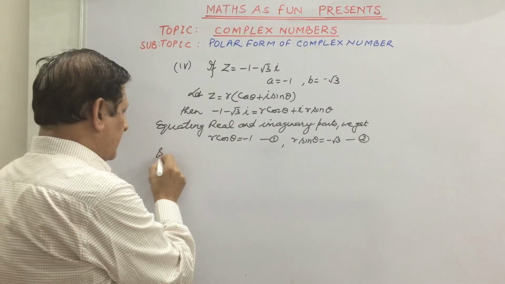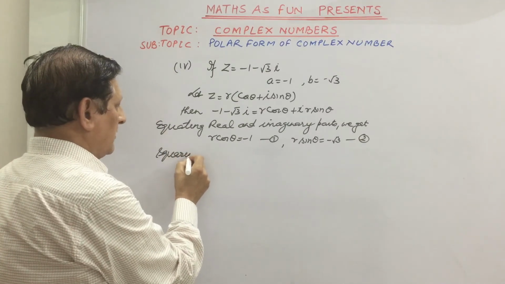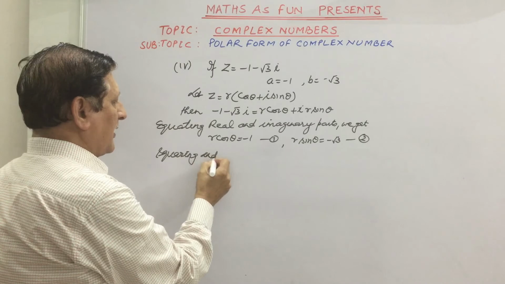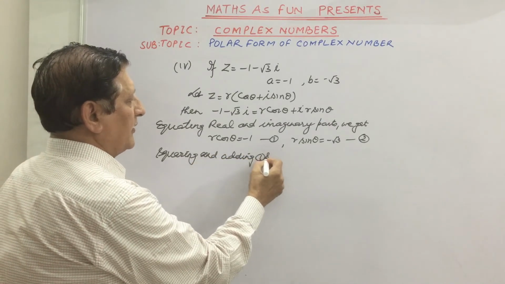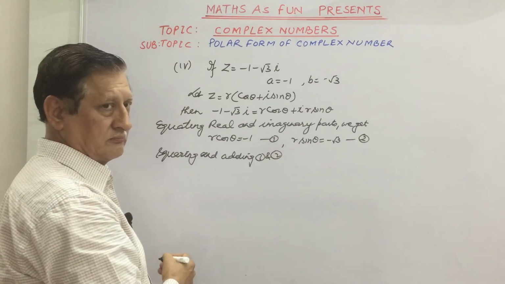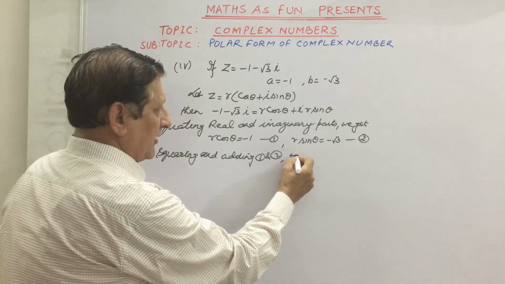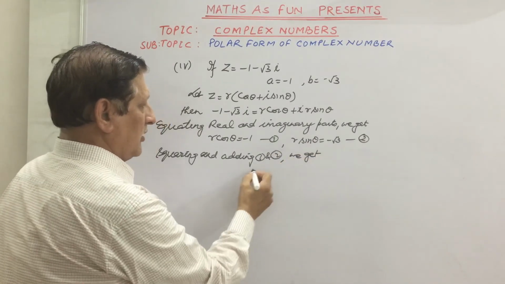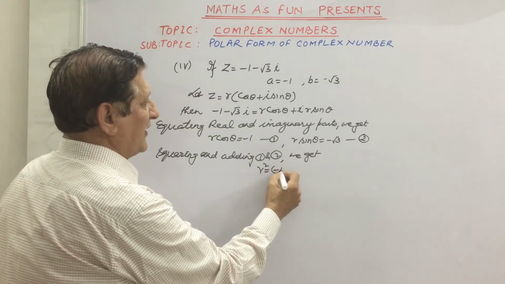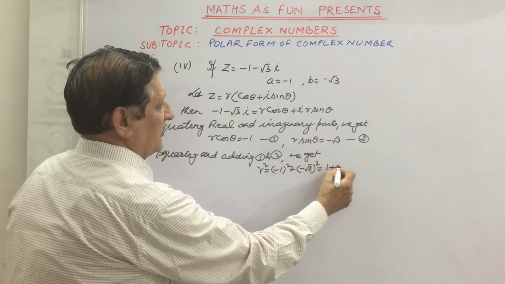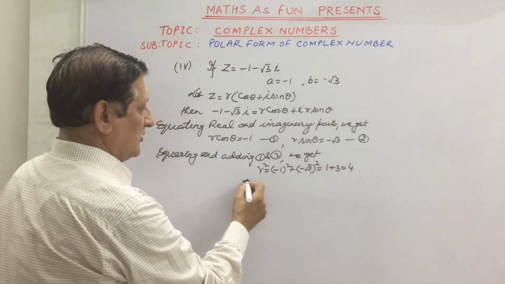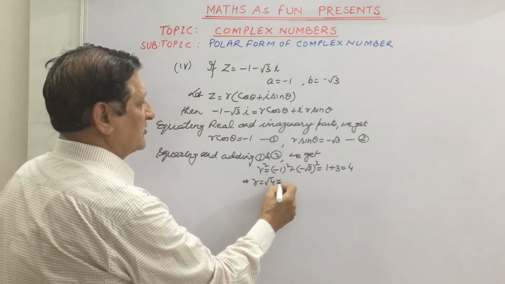If we square and add them, squaring and adding 1 and 2, we get r square equal to minus 1 square plus minus root 3 square. That is 1 plus 3 equal to 4. It means r will be root 4, that is 2.